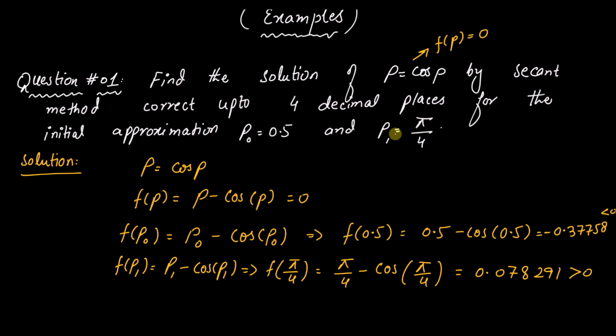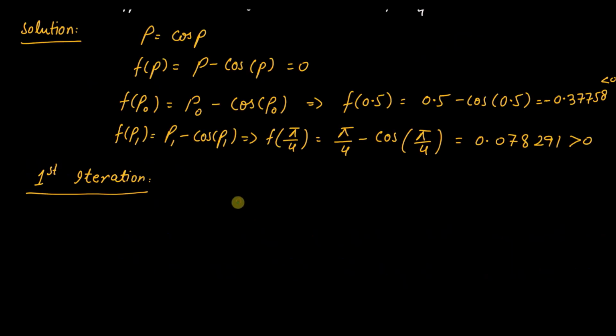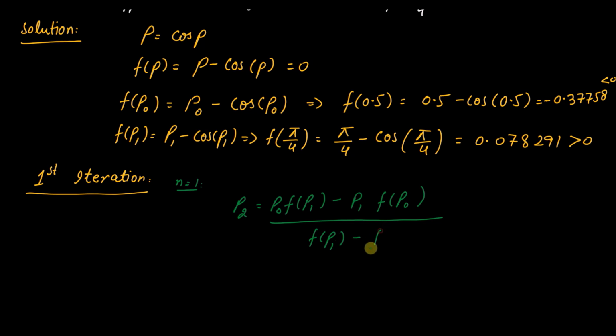Now let's go for the first iteration. So the customized formula for the secant method is P2, in that case we are choosing n equal to 1. So P2 is equal to P0 f of P1 minus P1 f of P0, divided by f of P1 minus f of P0.